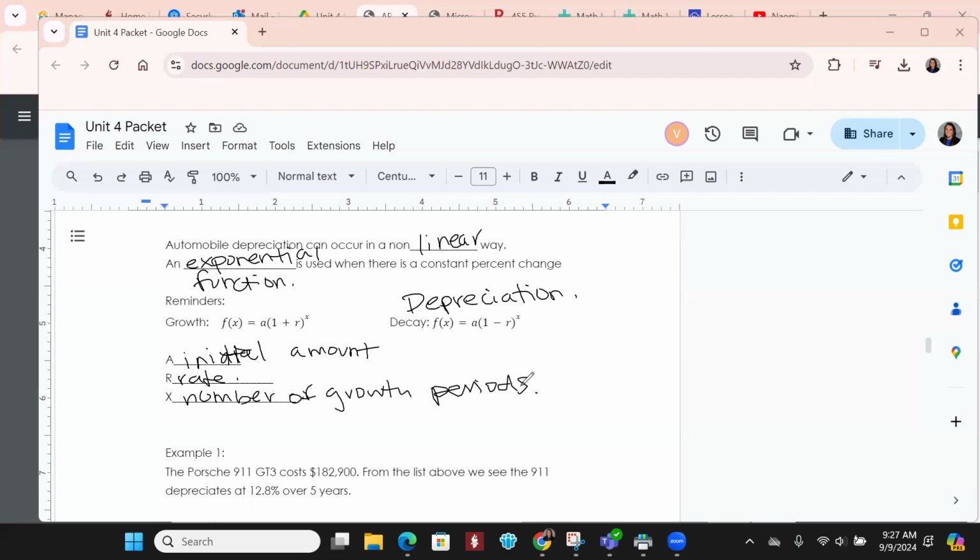Okay. So in example 1, it says the Porsche 911 GT3 costs $182,900. From the list above, we see that the 911 depreciates at 12.8% over 5 years. Okay, so we're going to find the depreciation, right? The annual depreciation is 12.8% over 5 years. So 12.8% divided by 5 years tells me that it depreciates at 2.56% per year.